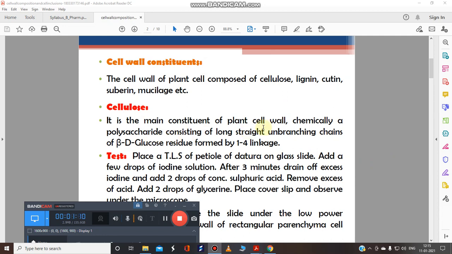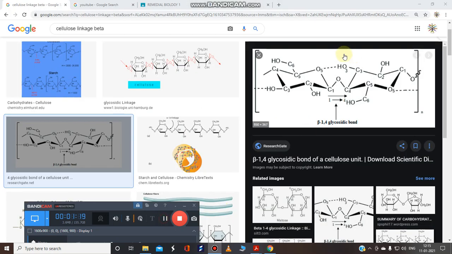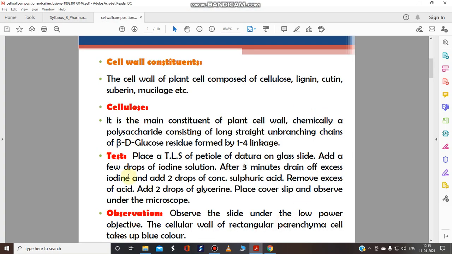It consists of long, straight, unbranched chains of beta D glucose formed by 1 to 4 linkages. If you can see the structure of this cellulose, there is a beta 1,4 glycosidic bond. I hope this is clear to you. The second part is the tests. To test for cellulose, we use different types of stains, mountants or reagents. In this practical, just go through once what the different chemical tests are for the determination of cellulose.